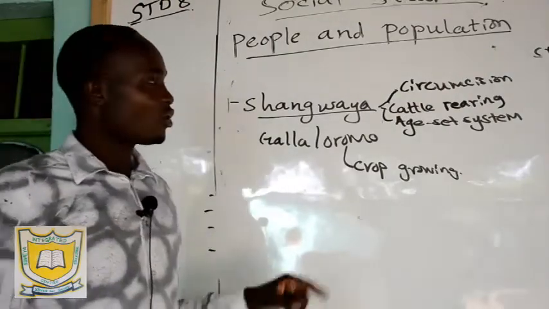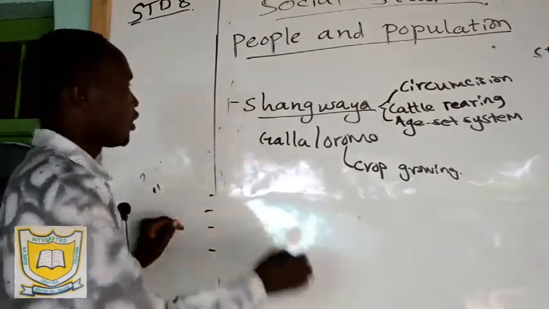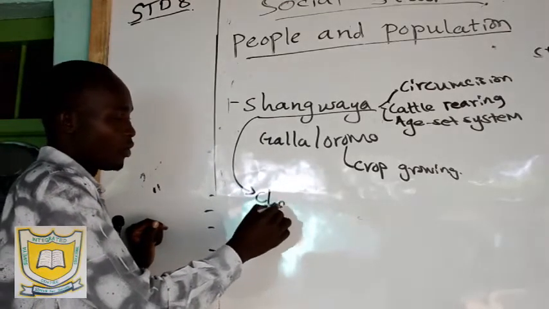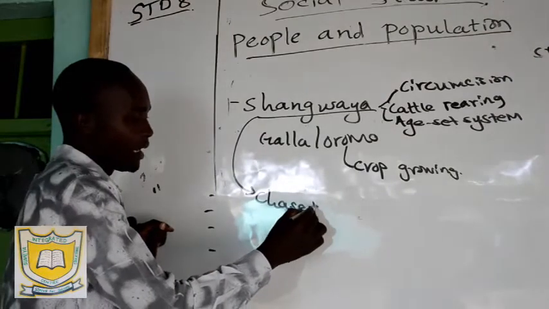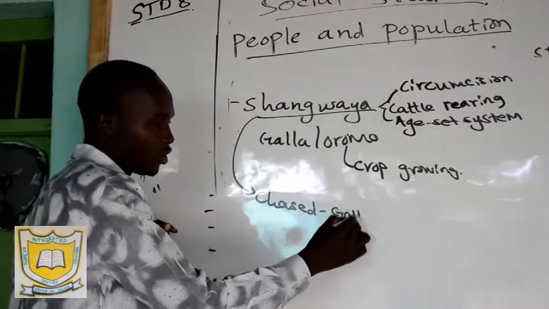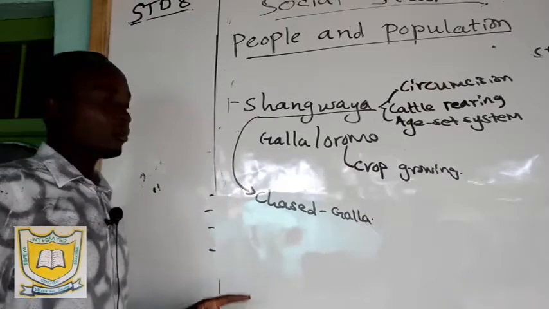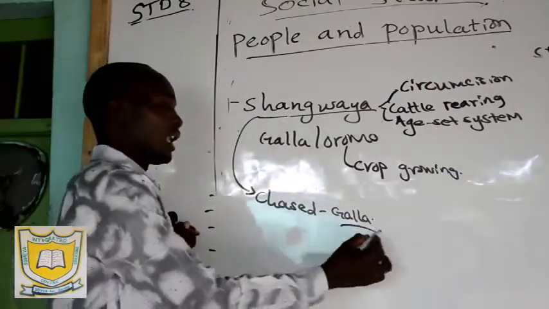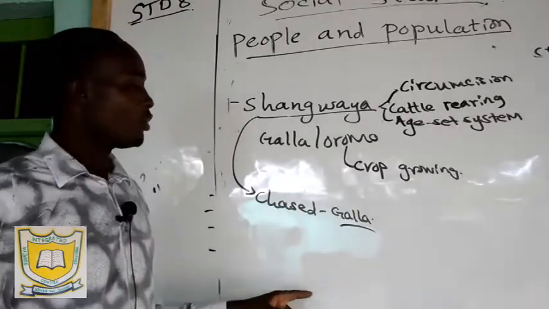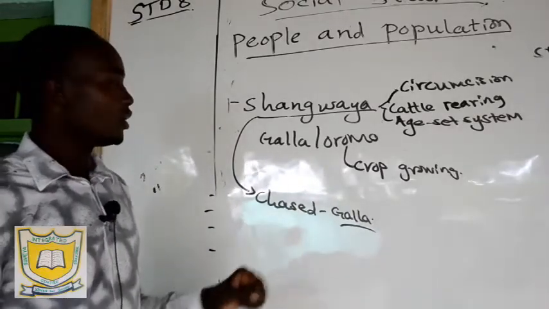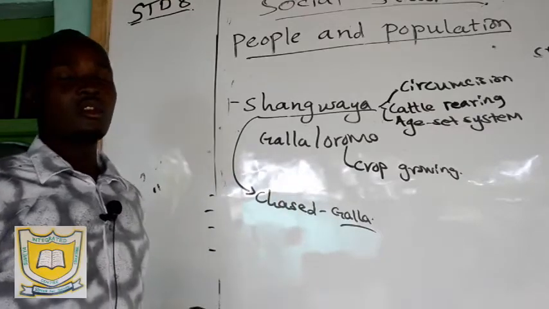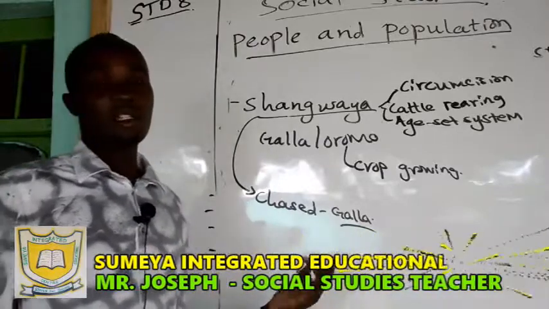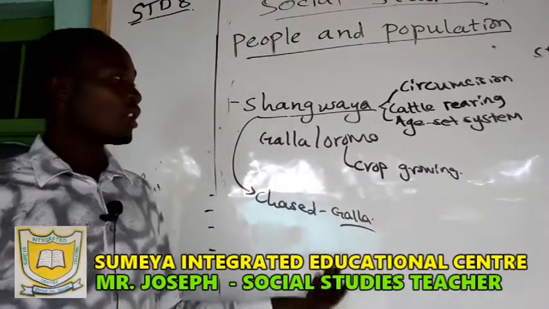Then the result of interaction also led to a negative effect. The Bantu were chased away from Shungwaya by the Gala. So the main reason why the Bantu migrated from Shungwaya is that they were attacked by the Gala. The Gala attacked these people, they fought, but the Bantu were defeated, so they had to run away. And that's why they dispersed to the areas where they are, especially the Eastern Bantus.